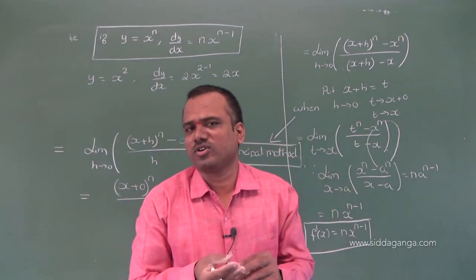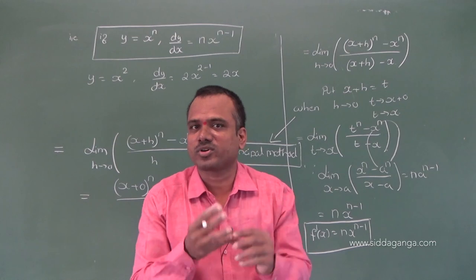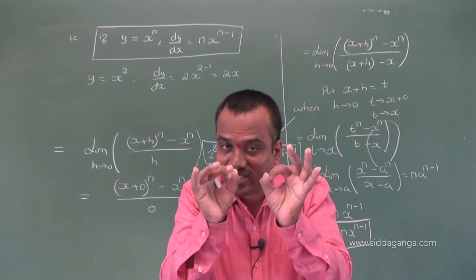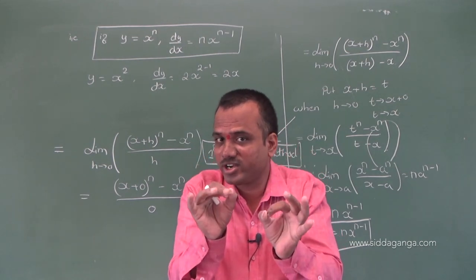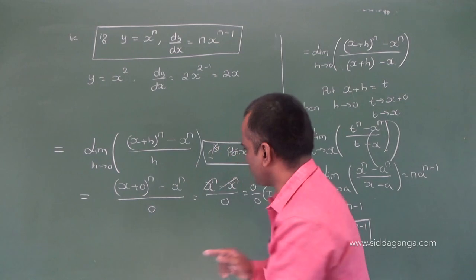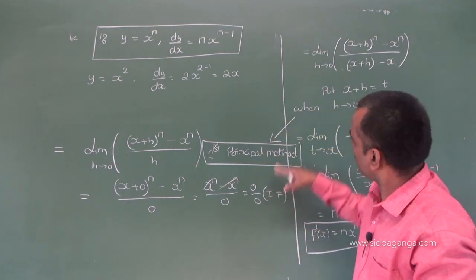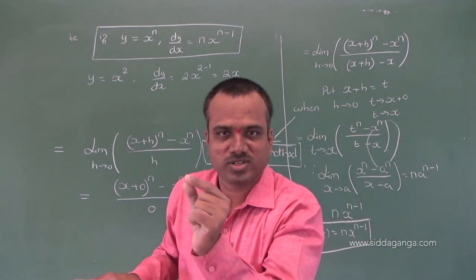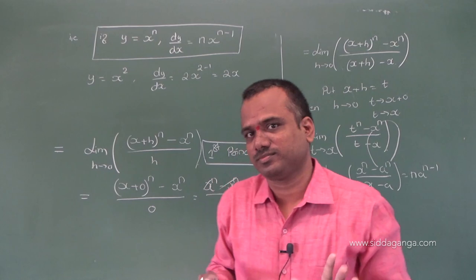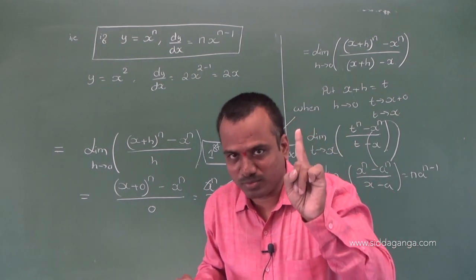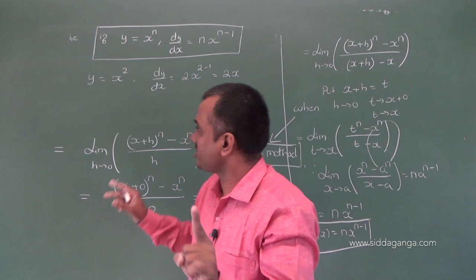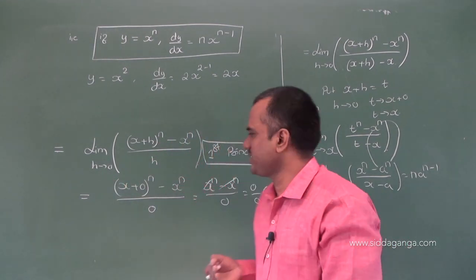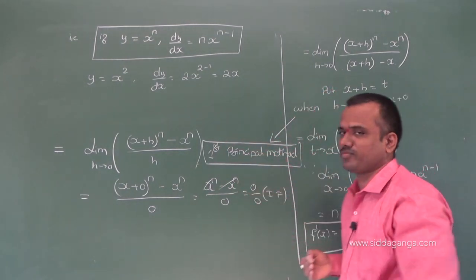So which method do we follow? It's very, very important, no ambiguity. Observe here: if he asks, find the derivative using first principle, we follow this method, limit h tends to 0, f of x plus h minus f of x divided by h. Clear? If he asks, find the derivative of any function by using first principle, we refer to this method only.